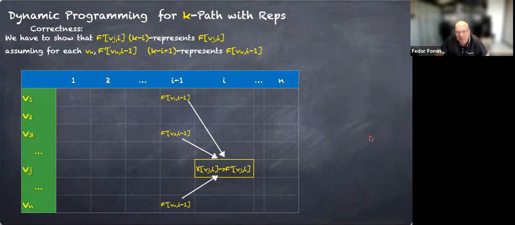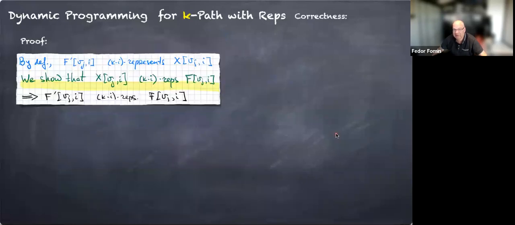Okay, so coming back to how our algorithm works. In column i minus 1, we keep all representative sets for these entries, and then we compute the set X there by trying to extend all these sets, and then we compute the representative sets here. By definition of the set F', that's how we define it, this is the k minus i representation of the set X(v, j, i).